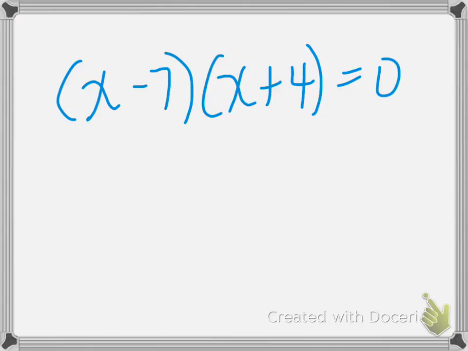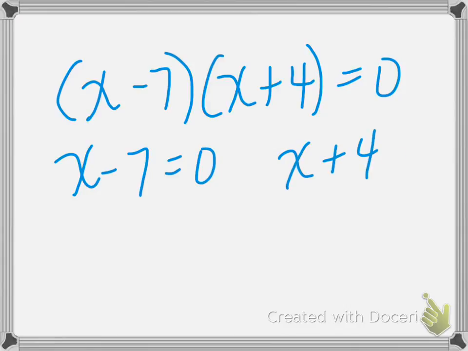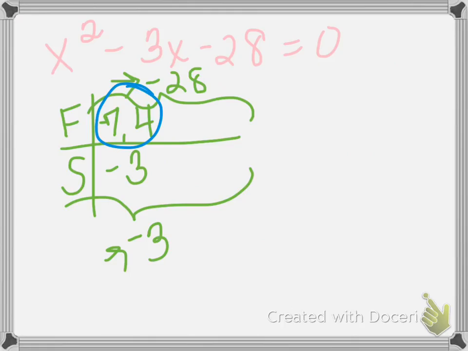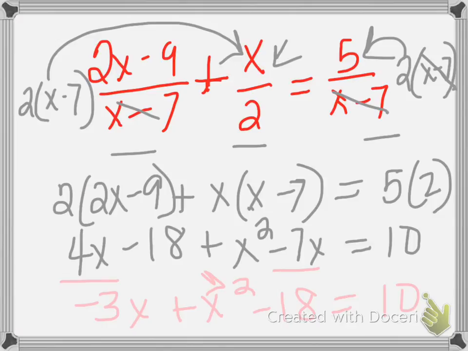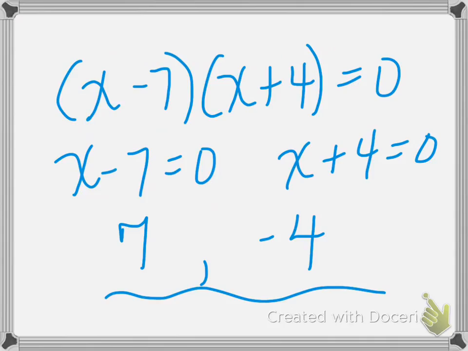Again, using the zero product property, I have x minus 7 is 0 and x plus 4 is 0, which gives me the two answers of 7 and negative 4. Now, if I take these and go back to the original equation, which is a couple screens ago, and plug in the value 7, I'm going to get a 0 in the denominator, which tells me that is not a solution. So I can automatically eliminate that as an option. The only solution to this question is negative 4.